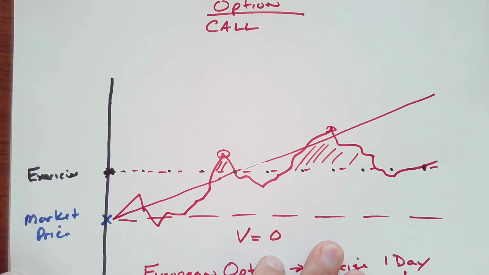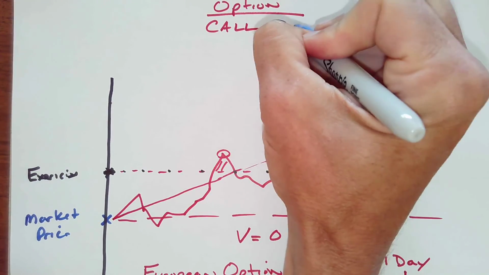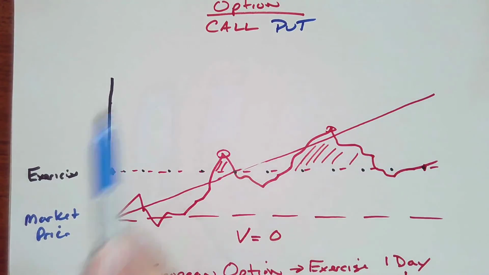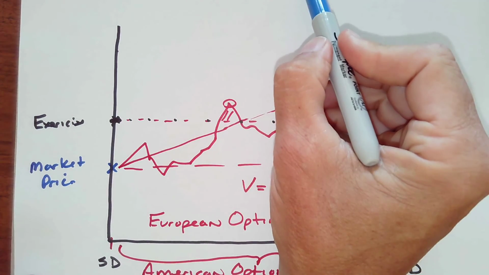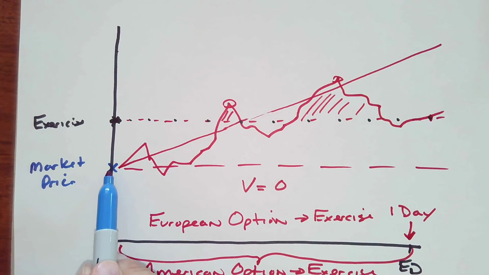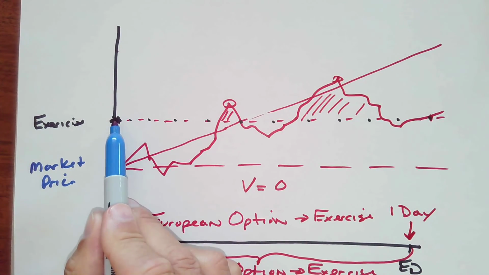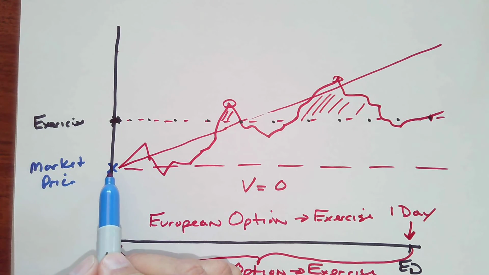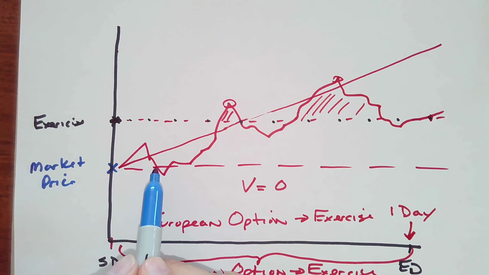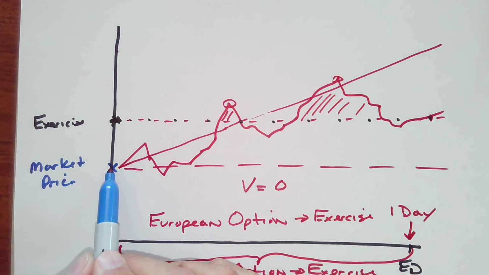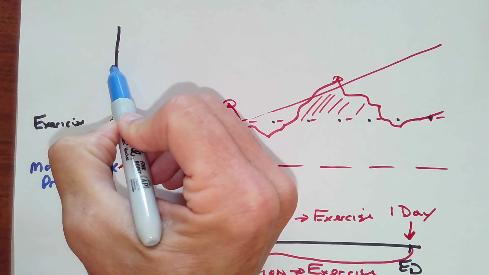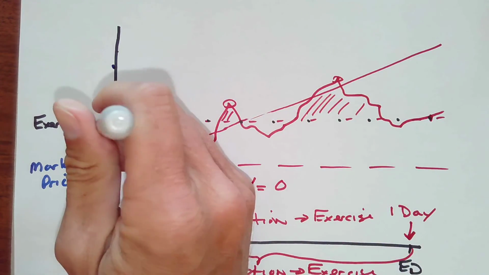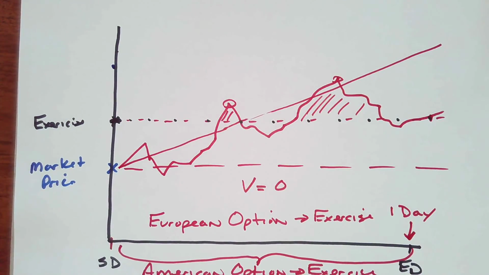Now, if this was a put option, we're going to use basically the same kind of valuation model. But if this is a put option and the market price is here and the exercise price is here, right now this option, the way it looks, is in the money. If the market price were up here, it would be out of the money. And of course, if it's at the exercise price, it's at the money.